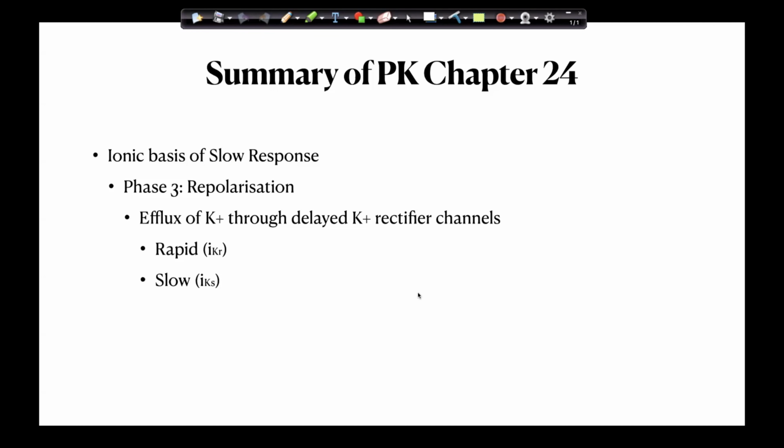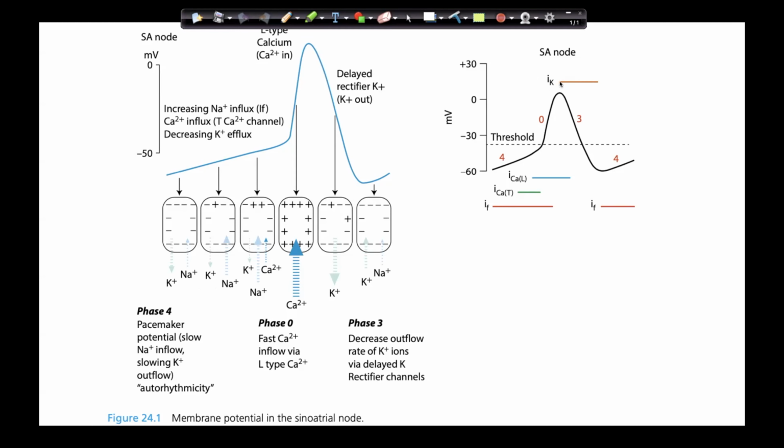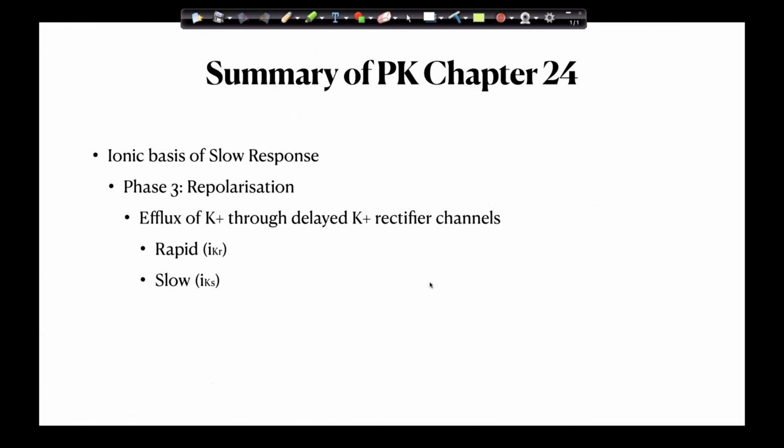Now, phase 3. Phase 3 is the repolarization, and that occurs through efflux of potassium through delayed potassium rectifier channels. On the diagram here, it's written as IK. If you read Pappano and journal articles about what potassium delayed rectifier channels are, they can be divided into either rapid or slow. Rapid, you see them labeled as IKr, and slow as IKs.